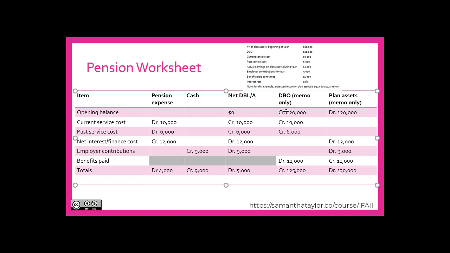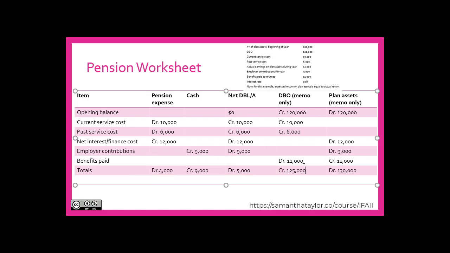Okay. So we're given no information on the current balance of the DBO. So there's no actuarial gains or losses for remeasurement here. So now we are going to see if our journal entry balances. We're going to do our checks for our last line.